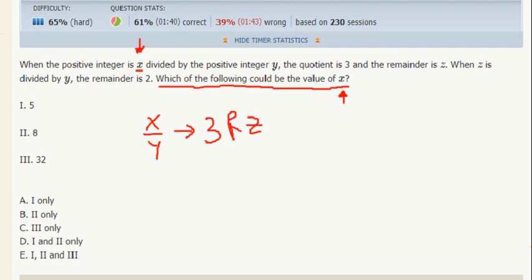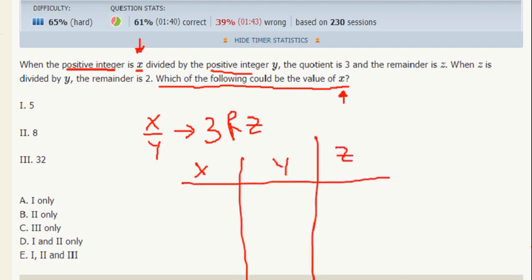Okay, so let's take a look at our possible values. Remember that x and y are both positive integers. That's going to be important. So, for example, if you take x, y, and z, and you make a chart, which of these are possible values for x? So x could be 5, it could be 8, or it could be 32. Now we want to see which of these give us valid results based on all the information in the question.